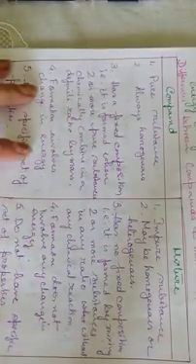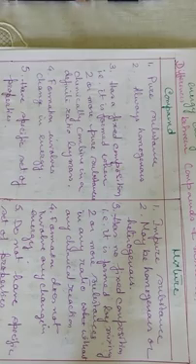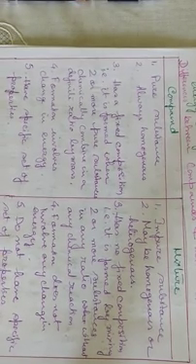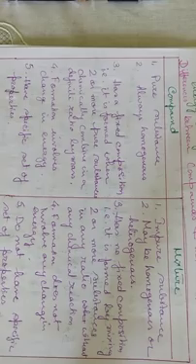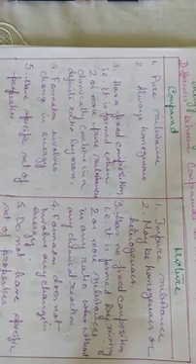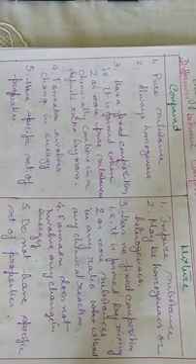Okay, now the difference between a compound and a mixture. A compound is a pure substance, whereas a mixture is an impure substance. A compound is always homogeneous because there is a chemical combination going on, whereas a mixture may be homogeneous as well as heterogeneous. In a compound, there is a fixed composition.